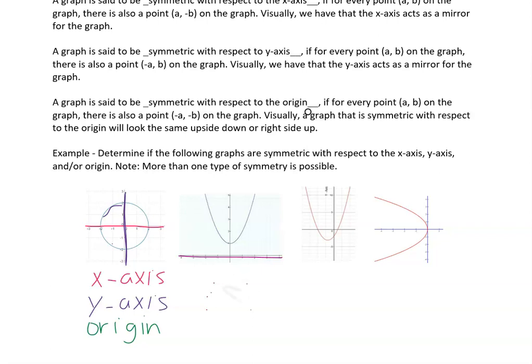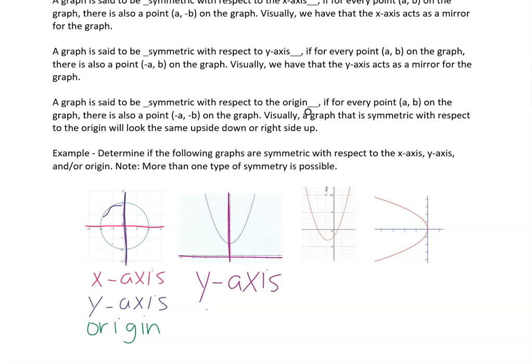What about y? Well, if we draw a line on the y-axis, does this half of the graph match up with this half of the graph? And the answer is yes, they are mirror images of one another, or if you were to fold it on the y-axis, they would sit on top of one another. So this one is symmetric with respect to the y-axis.